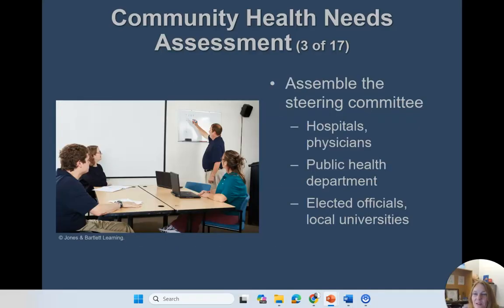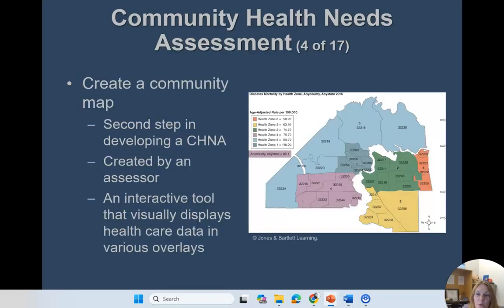When we say assemble a steering committee, we mean gathering a cross-section of leaders: hospitals, physicians, public health organizations or officials, elected leaders, local universities and colleges. In our region, that may also include UNC Asheville's public health program, county commissioners, or even Blue Ridge Community College faculty sitting on an advisory board.